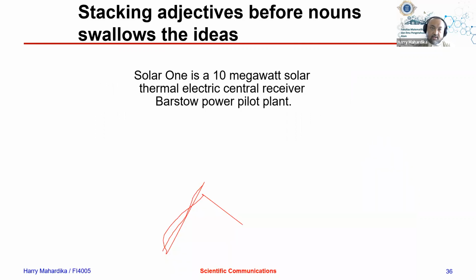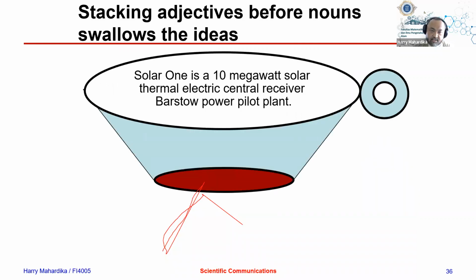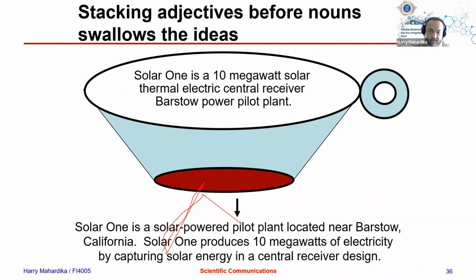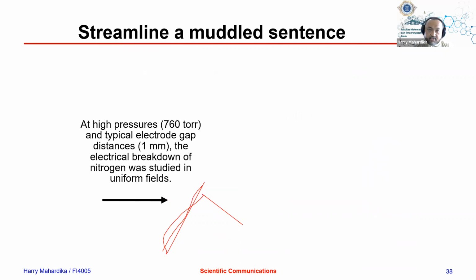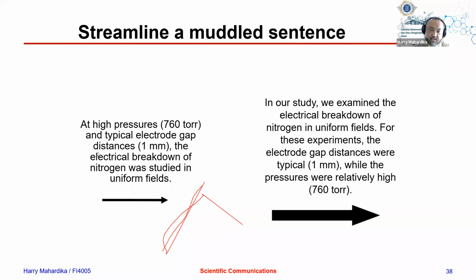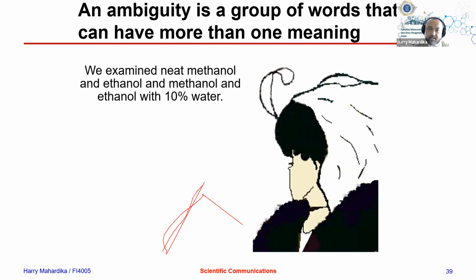Okay, and then stacking adjectives before a noun swallows the ideas. This also needs to be avoided. Instead of "Solar One is 10 megawatt," etc., it becomes "Solar One is a solar-powered pilot plant located near Barstow, California," etc. Complex sentences misdirect the reader, so make it simpler. Streamline a model sentence: instead of the one written on the left, write it as the one on the right. An ambiguity is a group of words that can have more than one meaning. Make sure your sentence has only one meaning.